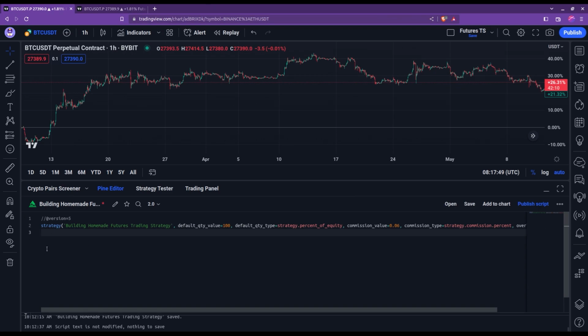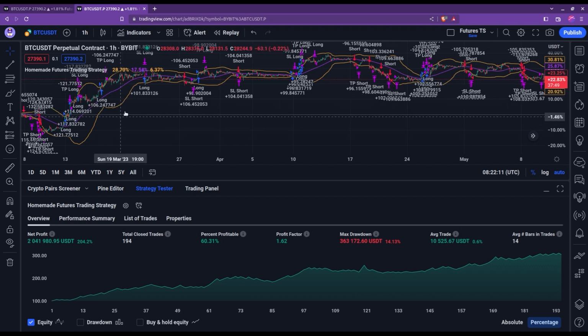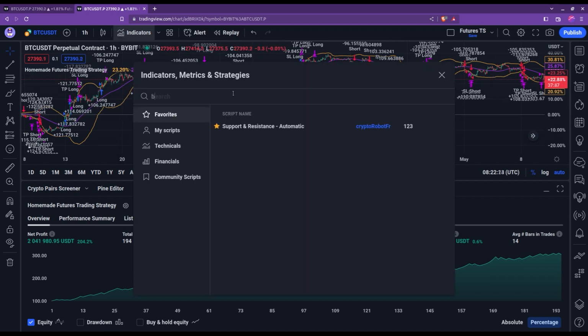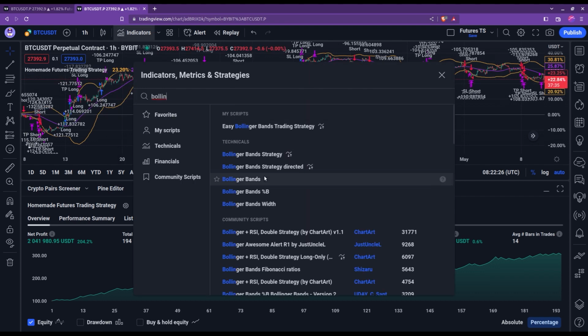Let's add our first indicator. This will be Bollinger Bands. And let me give you a little tip when you don't know the code of the indicator that you want to use. You can simply add it to a chart. Let's do it here by clicking there. Let's type Bollinger Bands and we'll select this one.